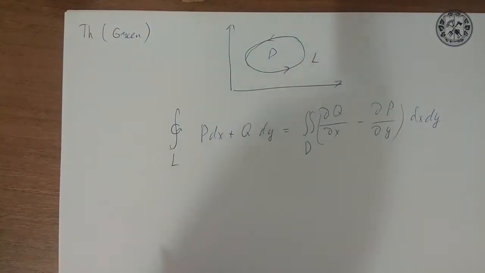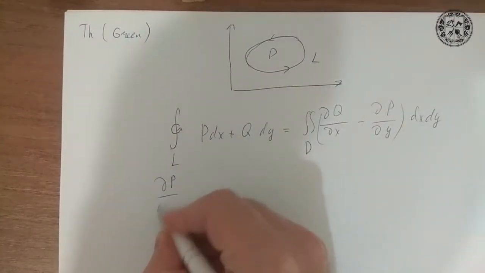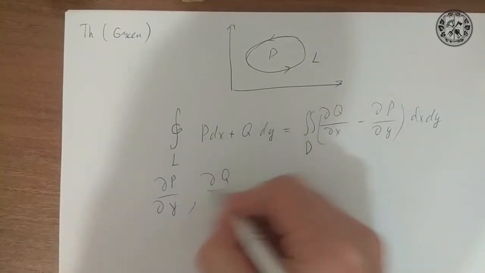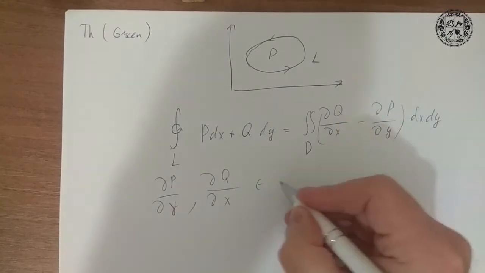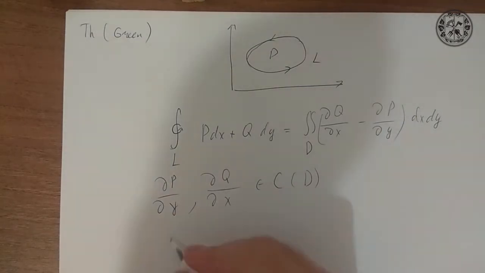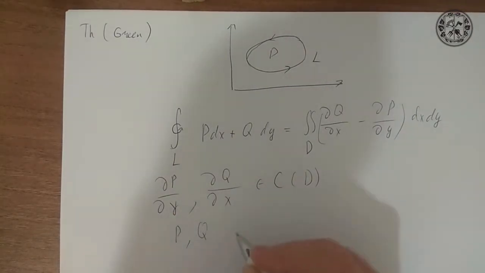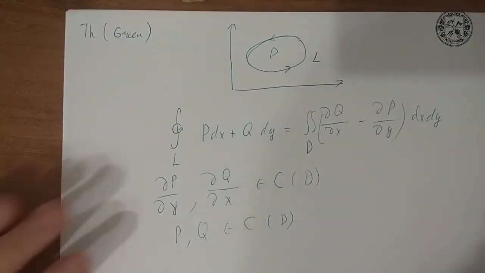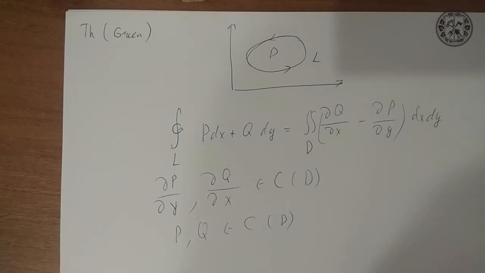But there are restrictions. This L has to be piecewise smooth, and dp by dy and dq by dx have to be continuous inside region D, which is also true for functions p and q. If we have continuous functions and their derivatives, then we can apply this formula.